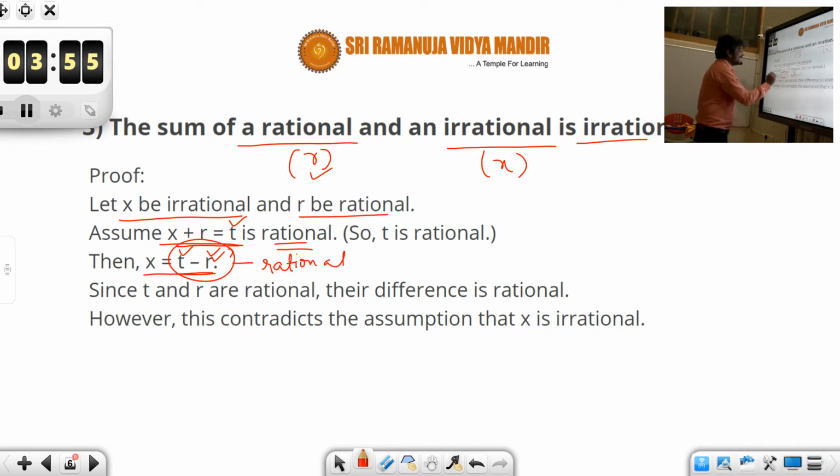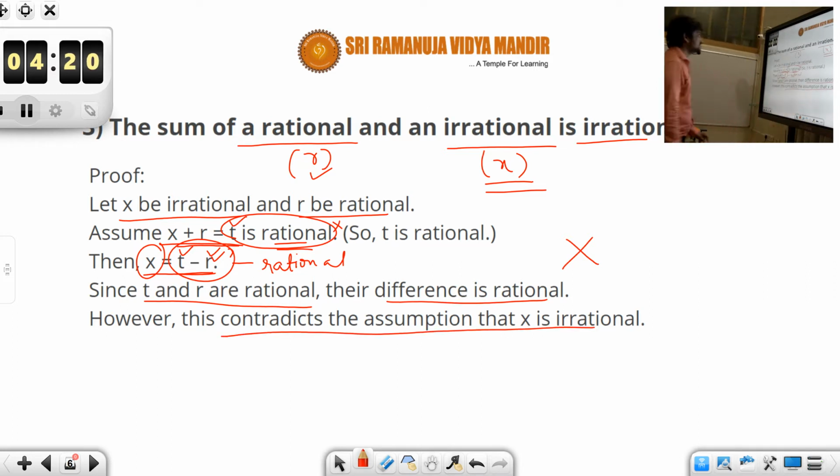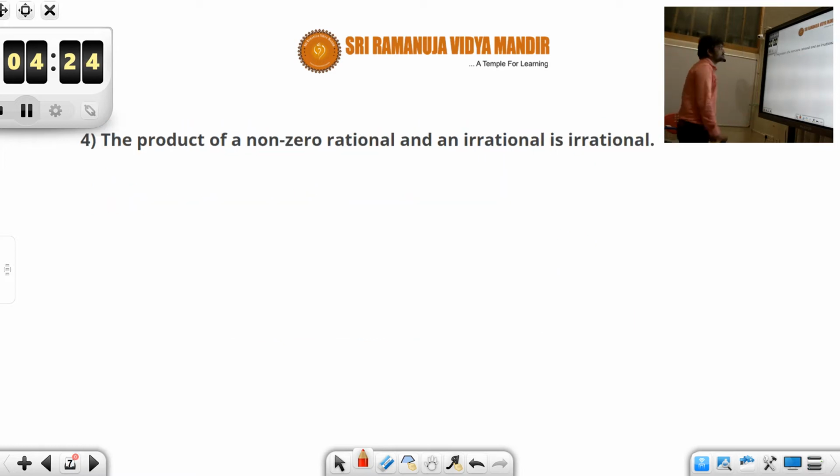But students, on the left hand side it is x, but given that x is irrational, can an irrational number be expressed as a rational, that is a ratio of two integers? The answer is no. So hence our assumption that t is rational is wrong. Since t and r are rational, the difference is rational. So this contradicts the assumption that x is irrational. Okay students, hope this is clear. Let's look at our next question.